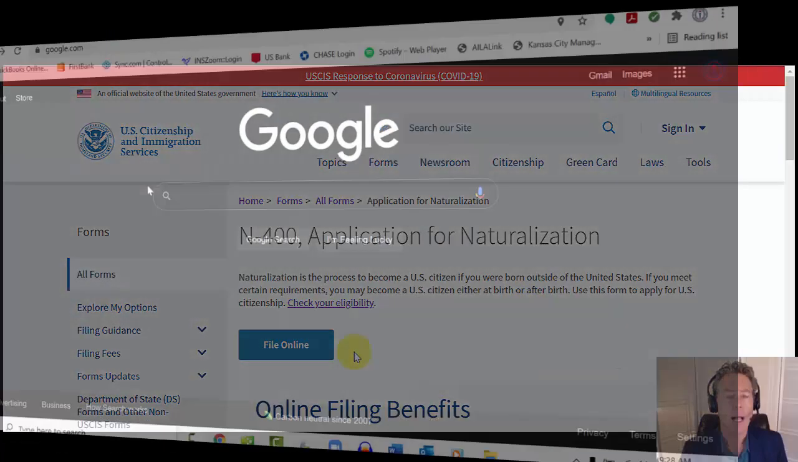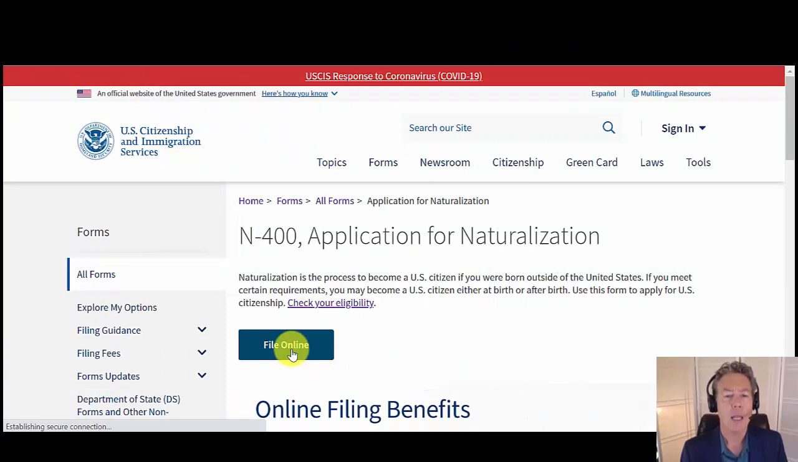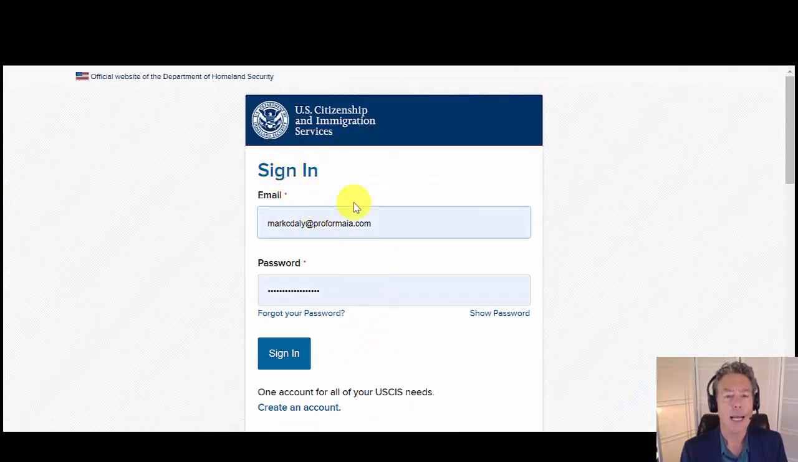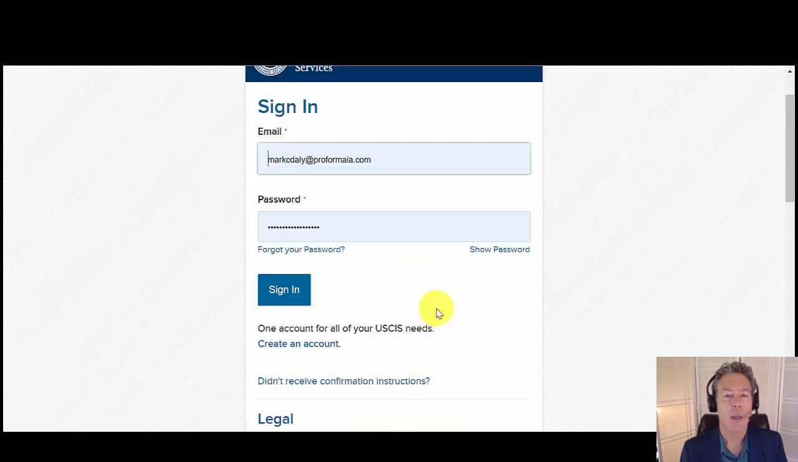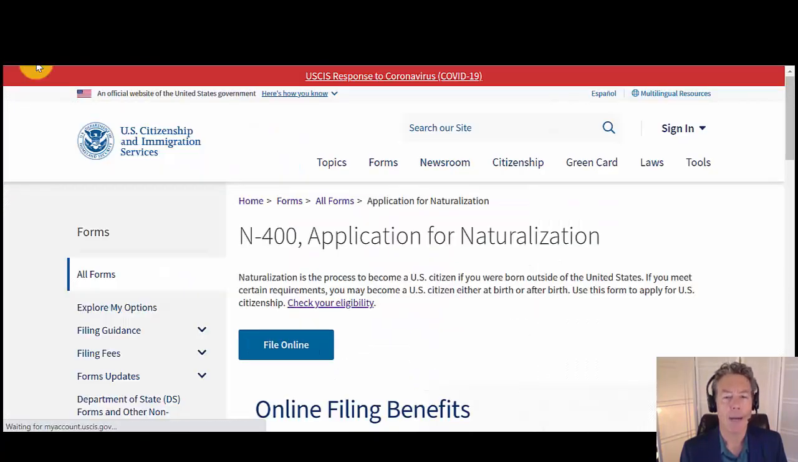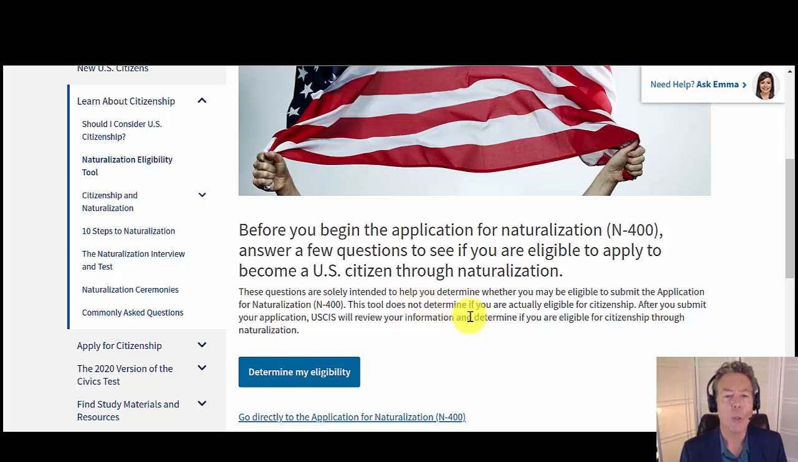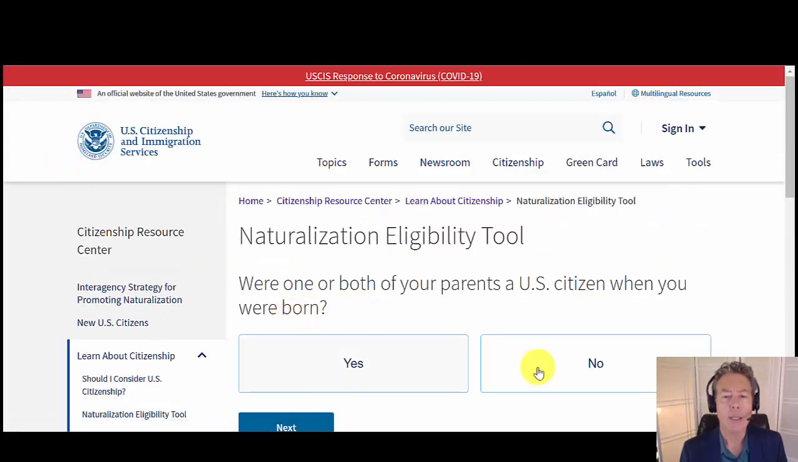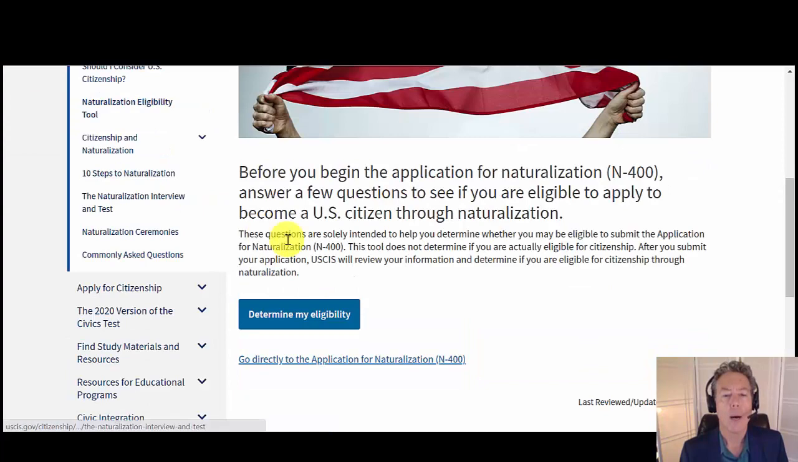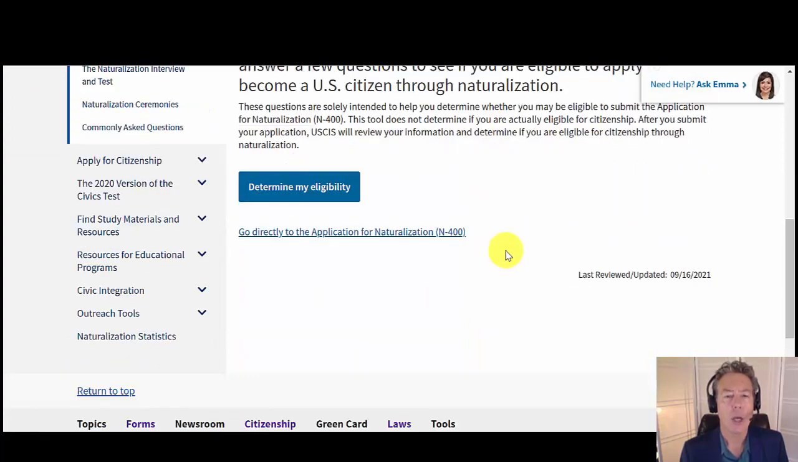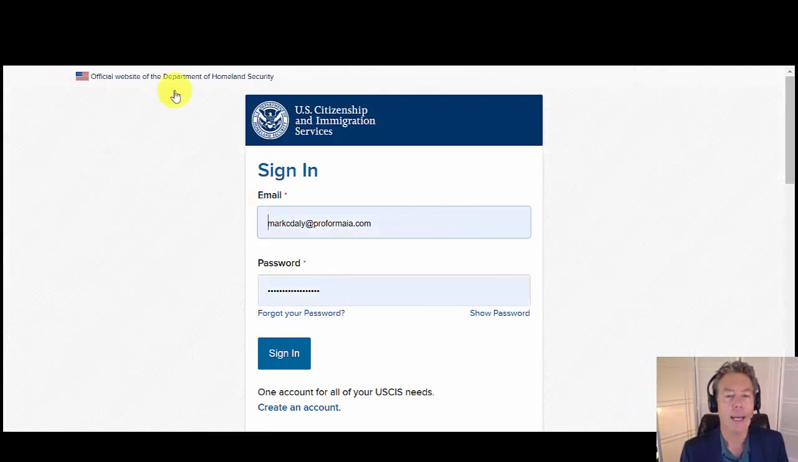So we'll see here, here's the File Online button, right? With the File Online button, you're going to need to sign in, set up a password, and do all that stuff, so we're not going to jump into that right now. And then there's also a tool here to check your eligibility. The Check Your Eligibility tool is a way that you can answer a bunch of questions, and at the end it will say yes, you're eligible, or no, you're not eligible. What we're going to do is go directly to the Application for Naturalization N400, right? That takes you back to there.